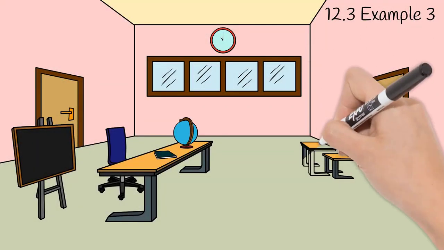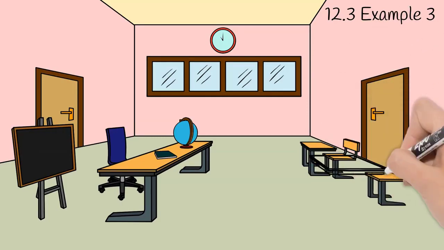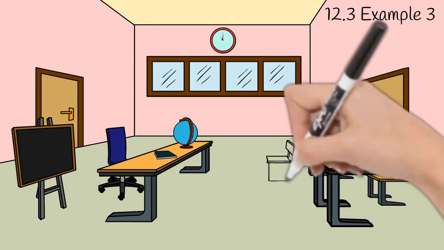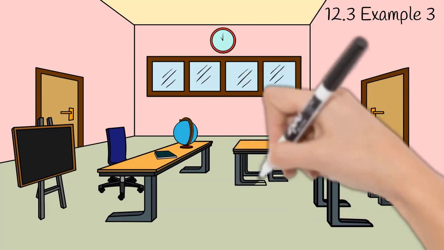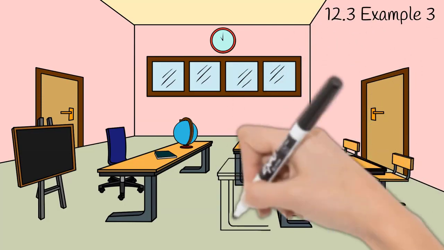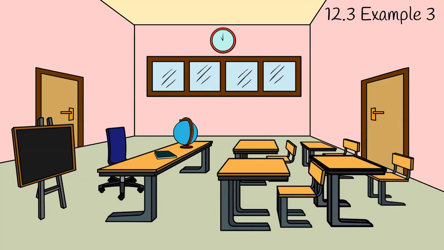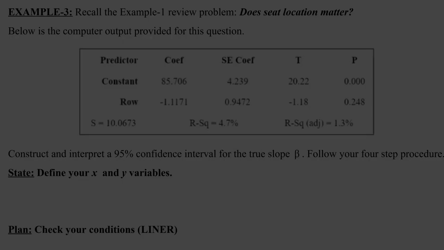12.3, Example 3. Recall the Example 1 review problem, does seat location matter? Below is computer output provided for this question. We want to construct and interpret a 95% confidence interval for the true slope beta, following our 4-step process.